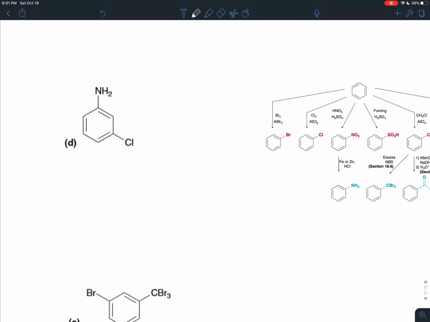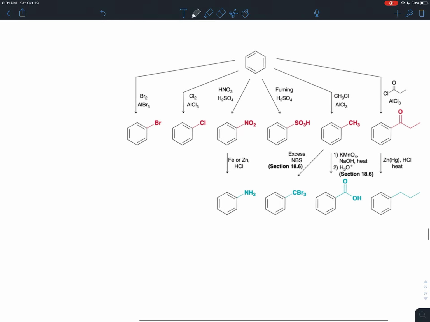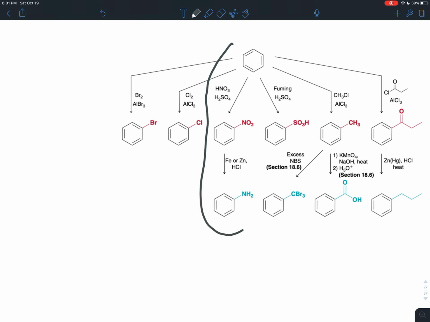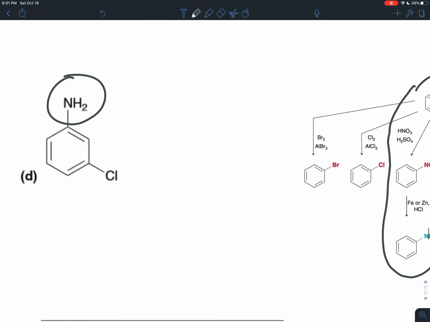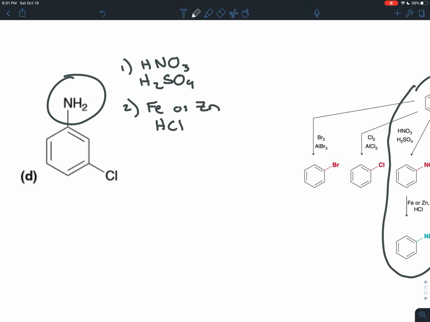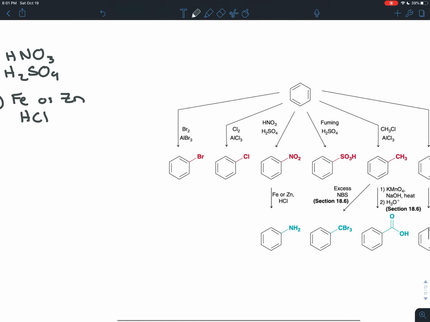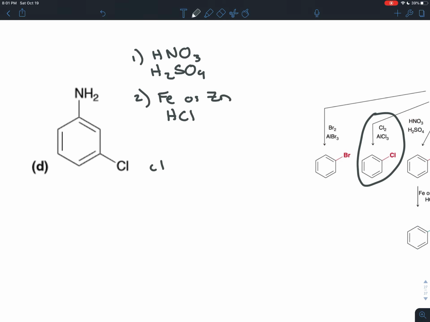So to make the NH2, it's a two-step process. First, we're going to need to do nitration, and then we'll reduce the NO2 using iron or zinc and HCl. So that's how we can make that. First, HNO3, H2SO4. Second, reduce it with iron or zinc and HCl. So that's how we make that. The way you put a chlorine on a benzene ring is to use Cl2 and AlCl3.